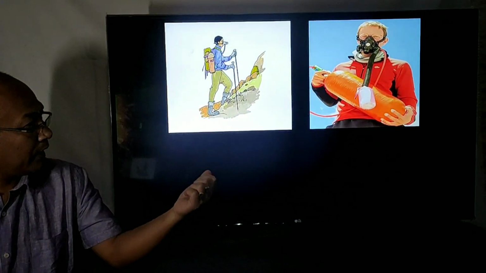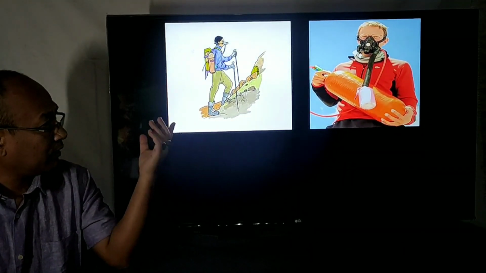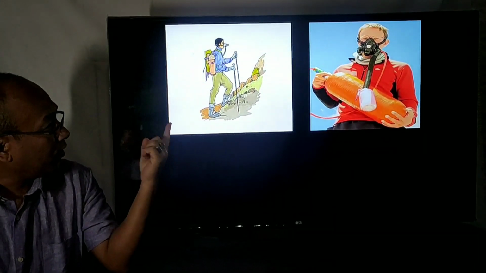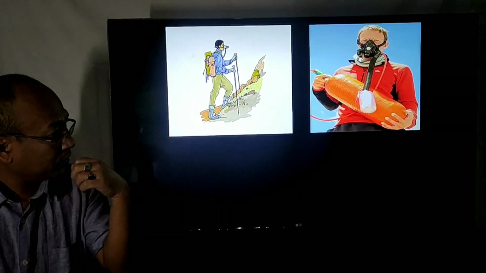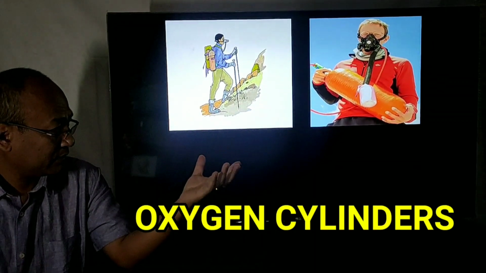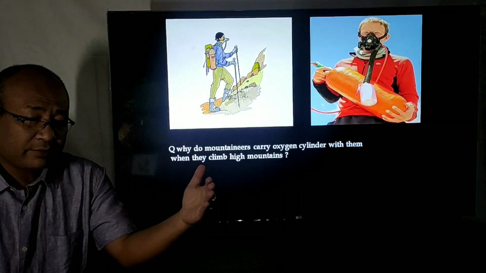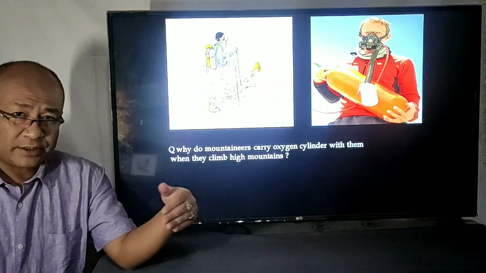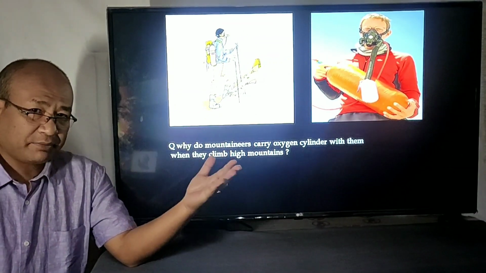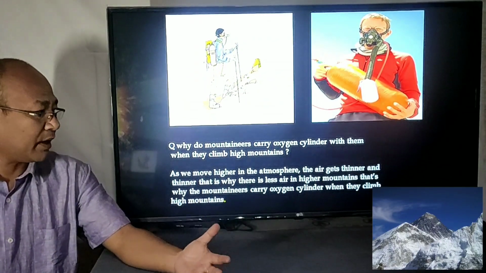See here, I have got two pictures, and from this picture you can easily know that these are mountaineers. They are carrying a cylinder on their back, right? And they are climbing the mountain. Now, what are these cylinders? These cylinders are oxygen cylinders. As we know, in the atmosphere there is air which we use for respiration, right? But what happens when the mountaineers climb the high mountains? They have to carry the oxygen cylinder. Why do they have to carry the oxygen cylinder?